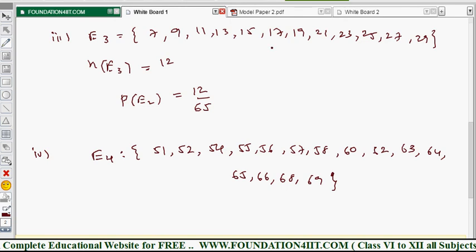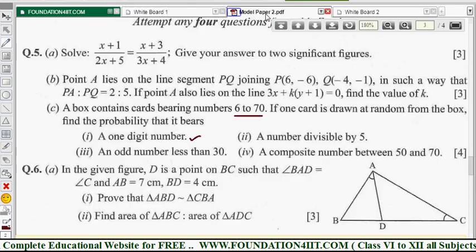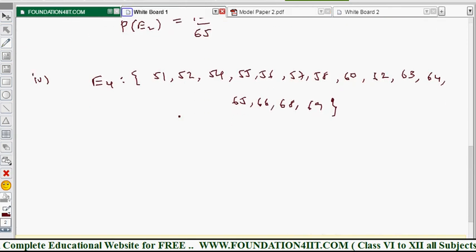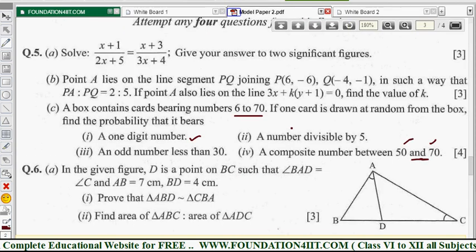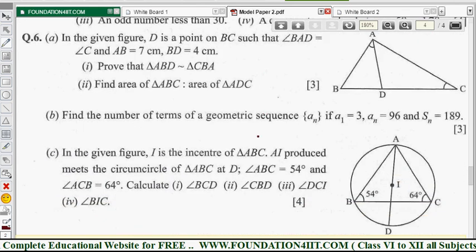Below 70, they said. According to the question, composite numbers between 50 and 70, so 50 and 70 are not included. If you count all these numbers of this event, we have totally 15. Then the probability of this event is 15 by 65. You can cancel with 5: 5 3s are 15, 5 13s are 65. So 3 by 13 is the probability that the card drawn is a composite number between 50 and 70. This is problem 5. Now let us see question number 6 and we will solve these sums.